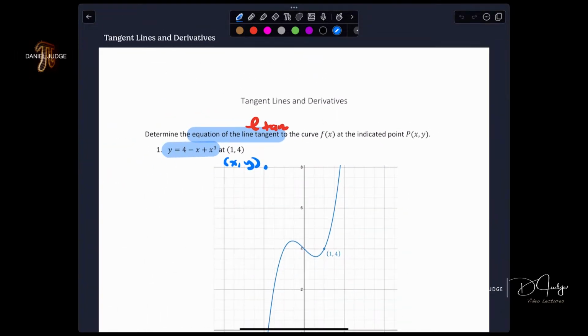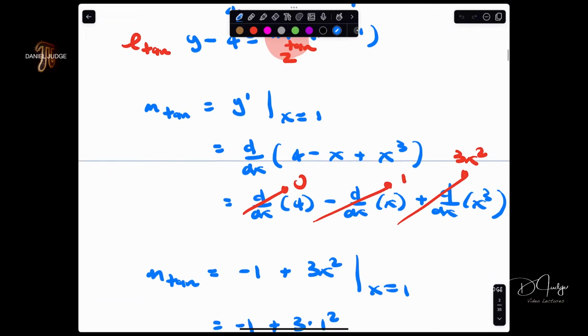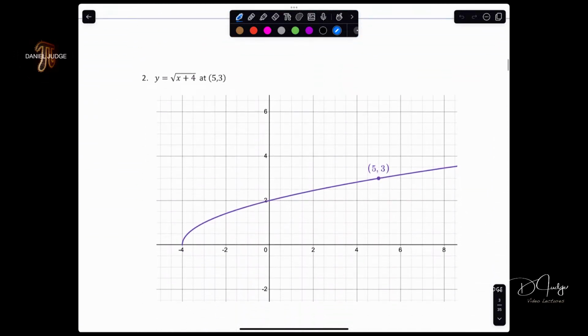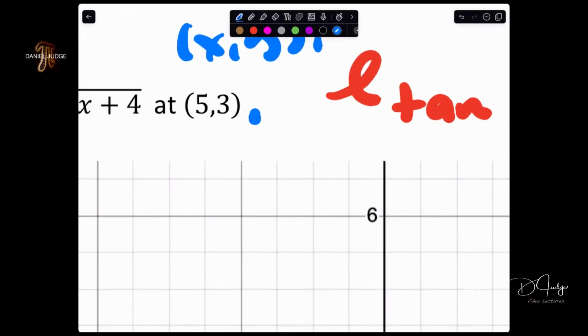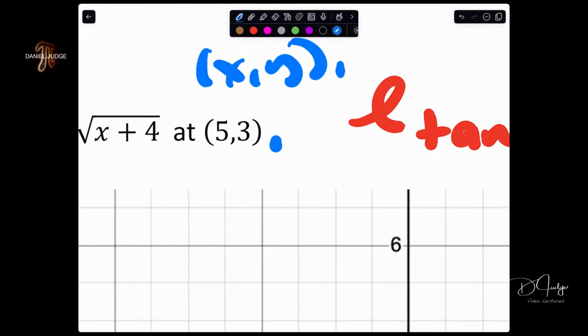So there's a point there. We want the equation of the line tangent to the curve. So, like we did with the odds, we need to find L tangent, this equation. So the equation is y minus y1 is m tangent times x minus x1. So here's the one and only point. And so we get y minus 3 is m tangent times x minus 5, because the x1 value is 5 and the y1 value is 3.